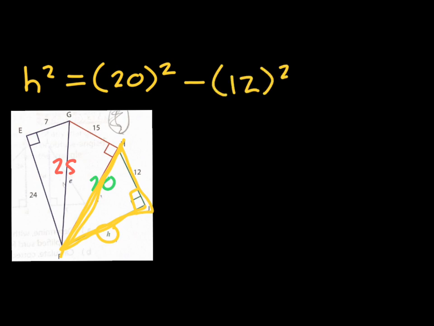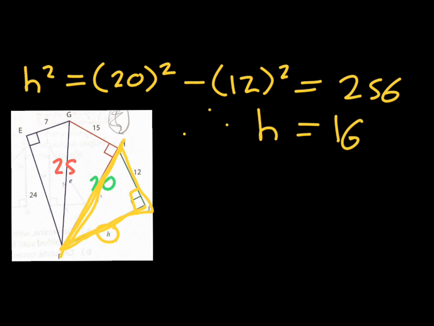We square that, and this gives us 256. Therefore, h would be the square root of this, which is 16. Now, for this example, they didn't give us what units we were working with, so it wouldn't be wrong if you left it like that, but we like to just say that h would be 16 units. And that is it for question number 5.